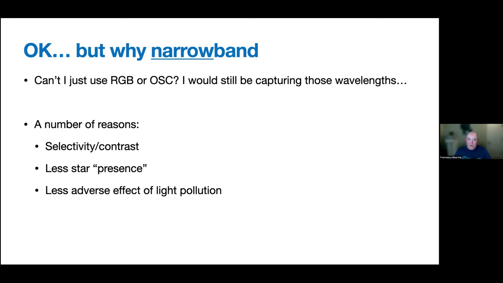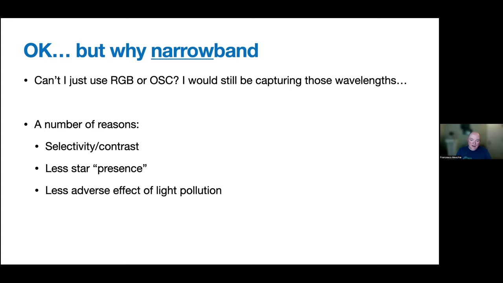Okay, so we know why we would like to image those wavelengths, but why does it need to be done with a narrowband filter? Can't I just use my RGB filters or my OSC camera? After all, if you capture everything with a 100 nanometer wide filter, you're also going to capture those wavelengths. Why is it important to capture only those wavelengths? And there's a number of reasons for this. For instance, selectivity, the fact that you are going to cut and only see the objects that have that line emission, or almost only. And this gives you also better contrast.